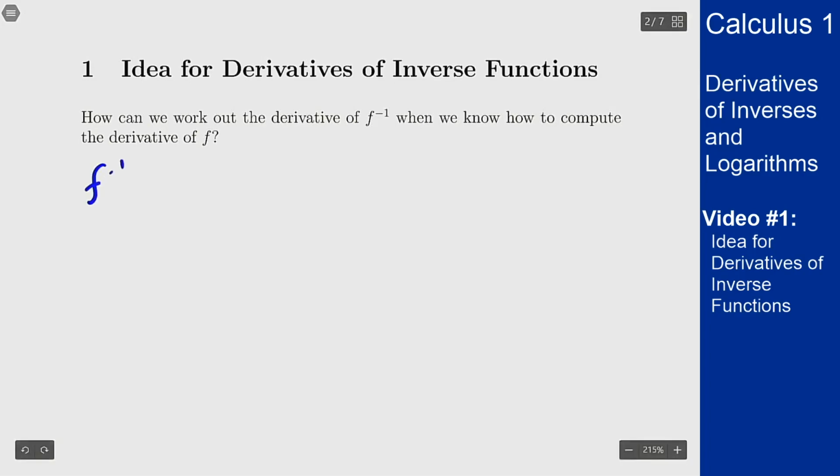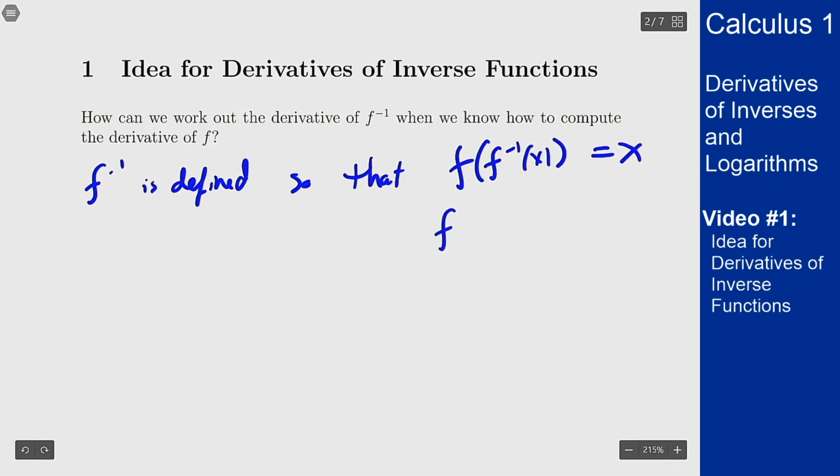f inverse is defined so that if I compose f with f inverse, I just get x back, or I can just go the other way around too. f inverse of f of x also gives me x. It's a function that sort of undoes what f did in the first place.